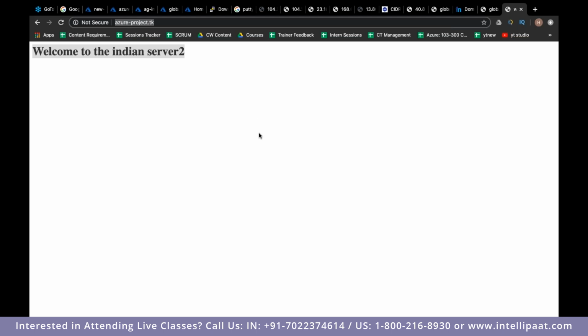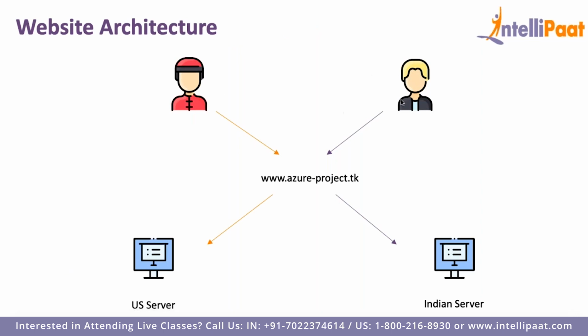So now the people from the US should be seeing the US page, and Indian ones should be seeing the Indian page. Great, guys. So with this, I think we have successfully completed our hands-on, and that is exactly what we intended to do. People who are trying it from other regions are getting the US servers, and people who are trying it from India, when they go to this URL, azure-project.tk, are being routed to the Indian server. So with this, guys, we have concluded today's session.